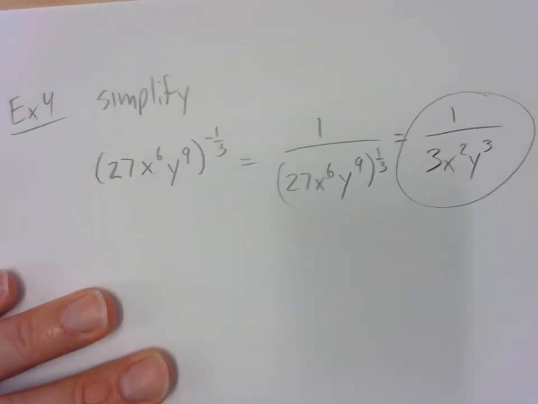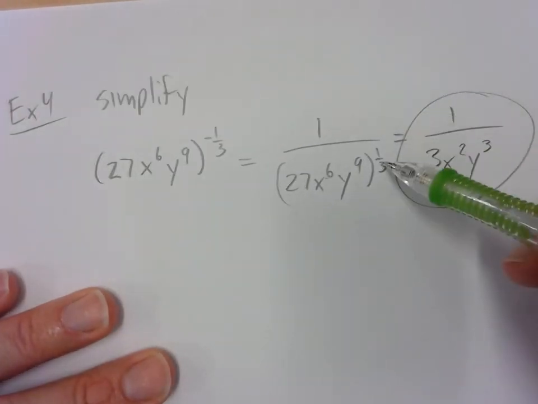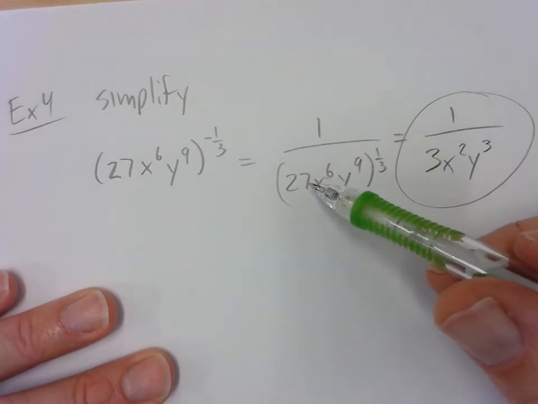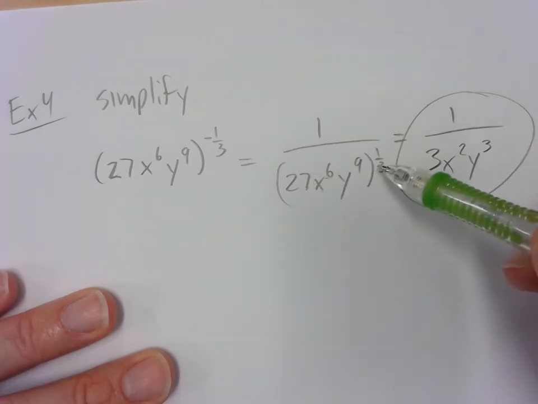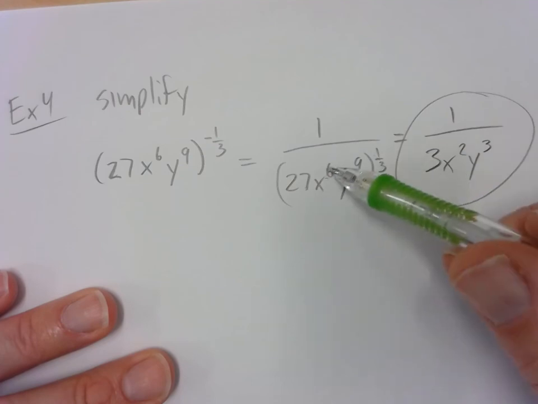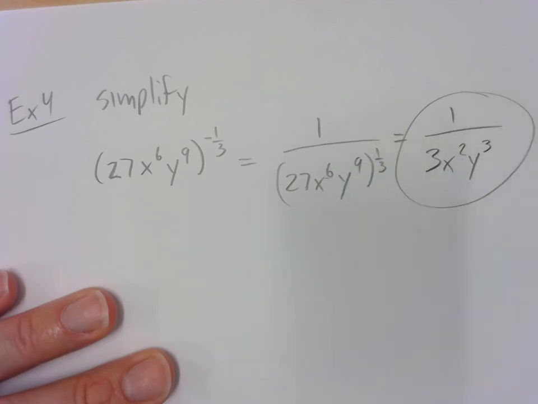All right. So we just distributed this cube root idea. Cube root of 27 is 3. 1 third times the 6 is 2. 1 third times the 9 is 3.